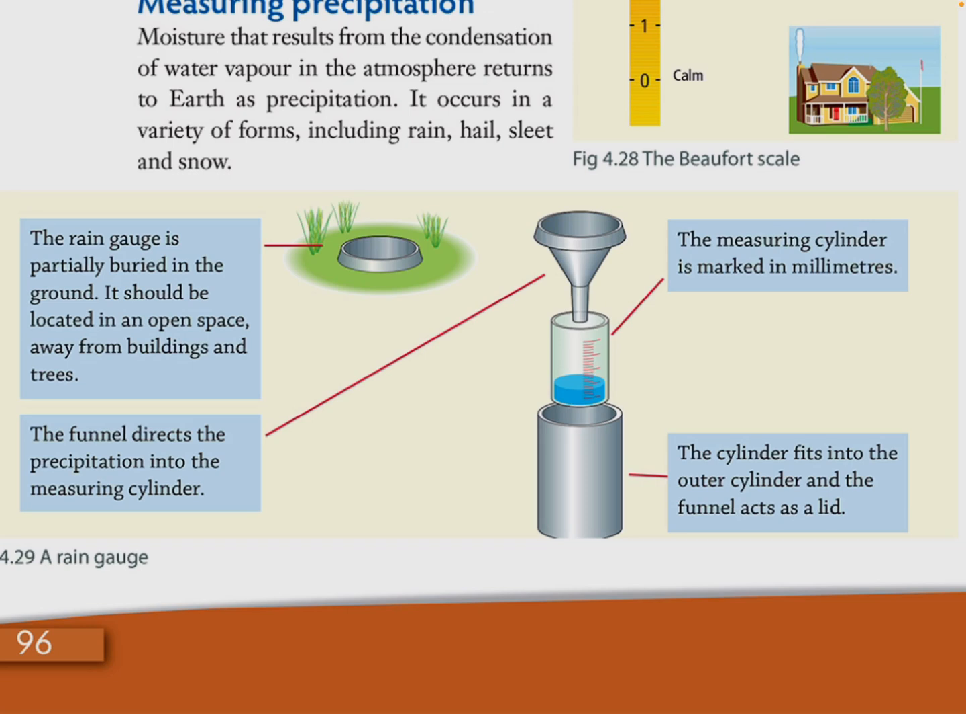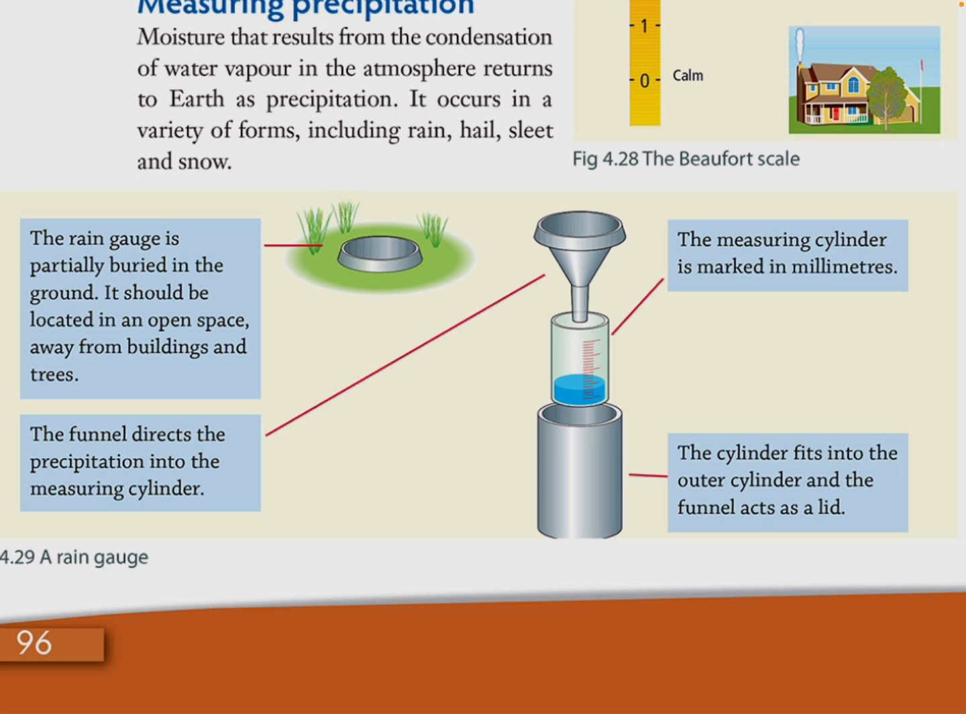So what does the rain gauge look like? It's basically got a funnel, a glass cylinder and an outer cylinder. What you do is sit the glass cylinder to protect it in an outer cylinder and you partially bury it in the ground outside. And you bury it in a place that's open. You don't want a wall or anything sheltering it because you want to measure accurately how much rain has fallen. You sit a funnel into the glass cylinder and that directs the rainfall in.